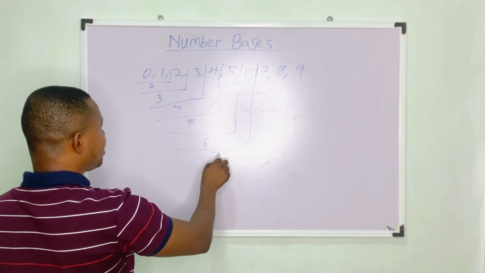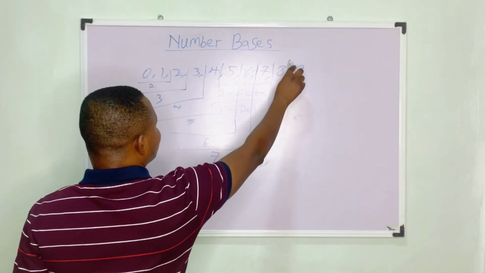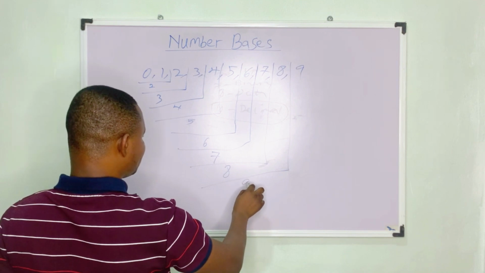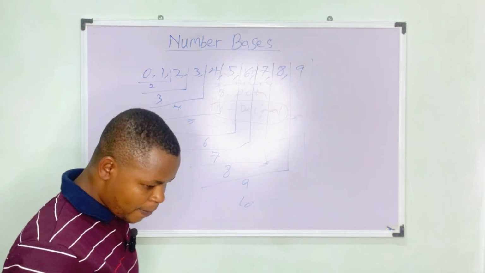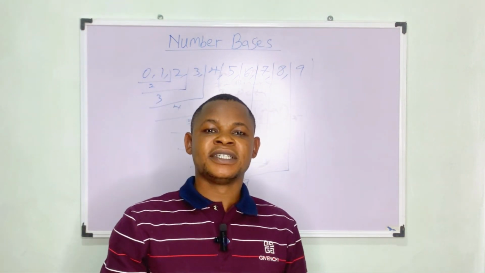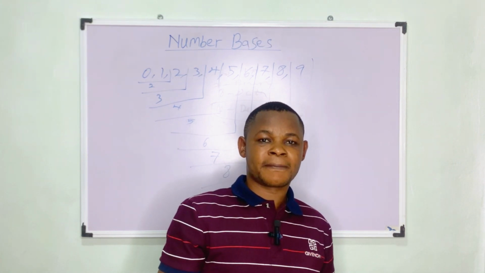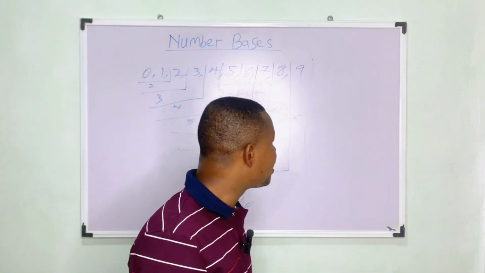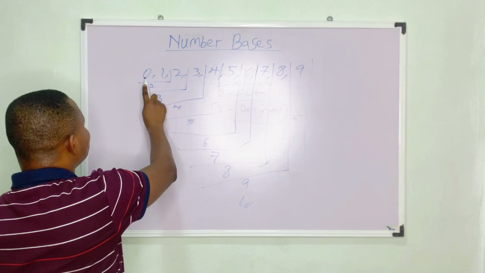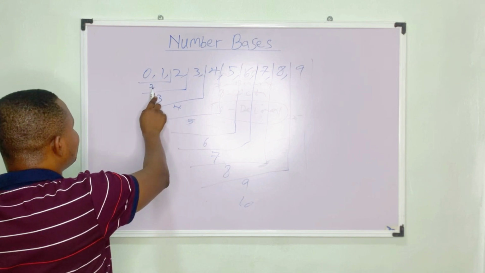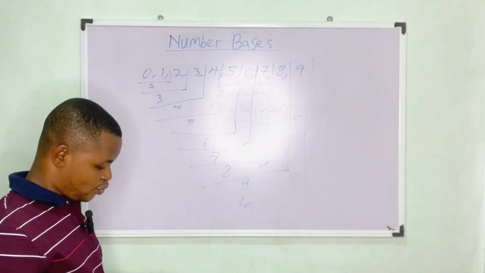Base 7, the highest number is 6. Base 8, the highest number is 7. Base 9, the highest number is 8. This is base 9, and this is base 10. We have from 0 to 9. So which means in each number system, the lowest number is 0. The counting starts from 0. And the highest number would be the last number in that base system. Like base 2, we have only 2 digits, which is 0 and 1. In base 3, we have 3 digits, which is 0, 1, and 2, and so on and so forth.